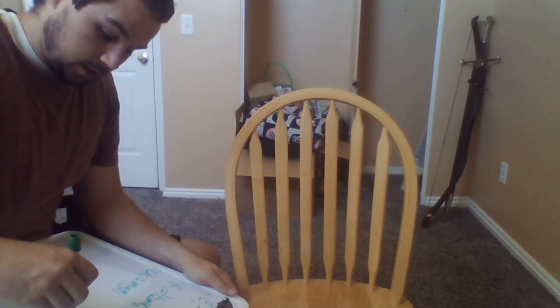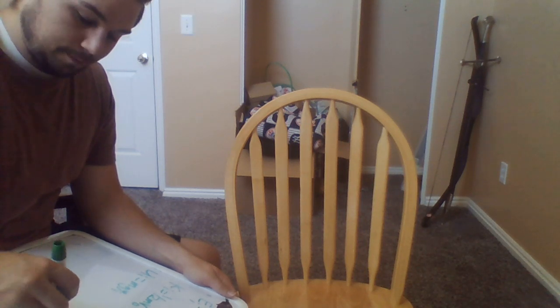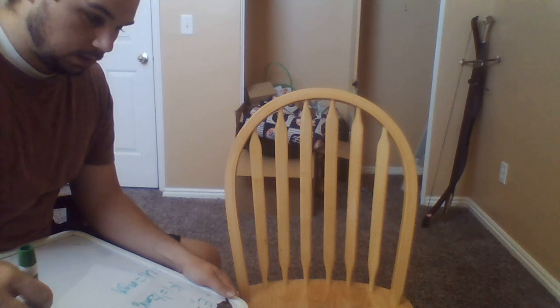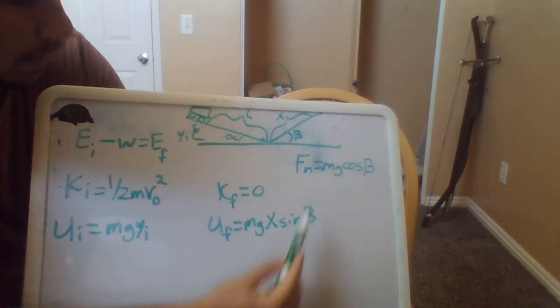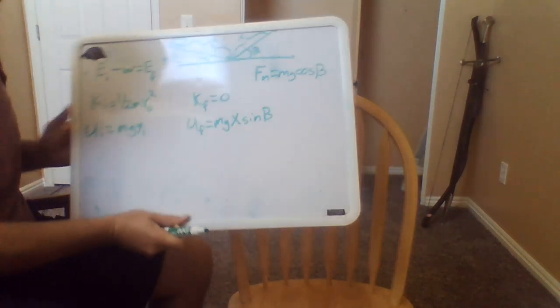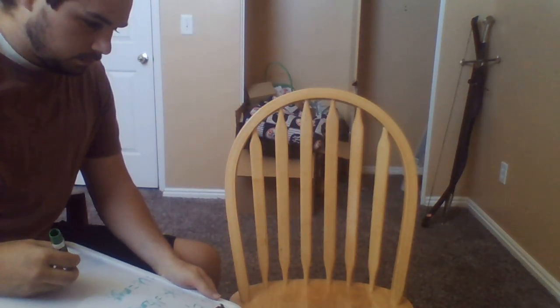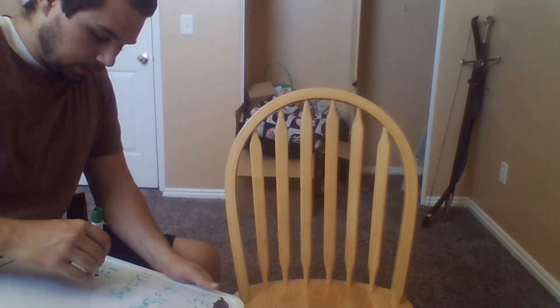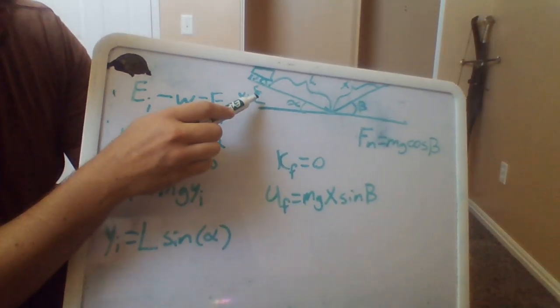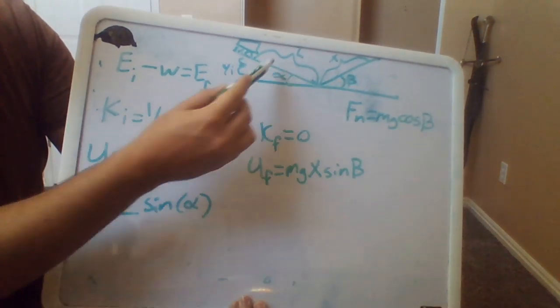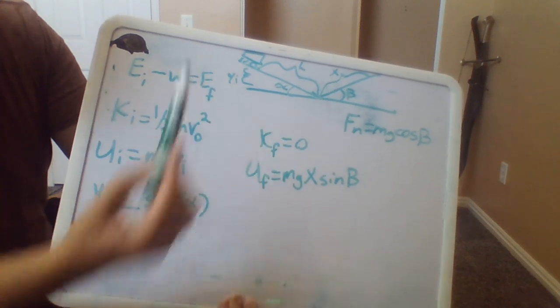Our final potential energy is going to be mg x sine of beta. And hopefully you can see why. We have mgx, which is this distance, sine of beta, which is that angle. That's our final potential. Okay, so with that, we're going to say that our y sub i equals L sine of alpha. And hopefully you can see why that is as well. We're finding this distance here. So y sub i equals L, which is that whole distance, sine of alpha, which will give us our y sub i.